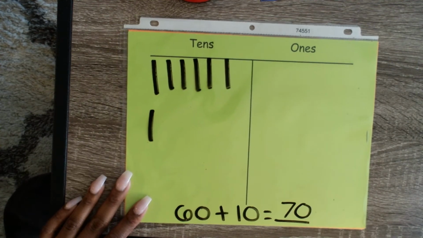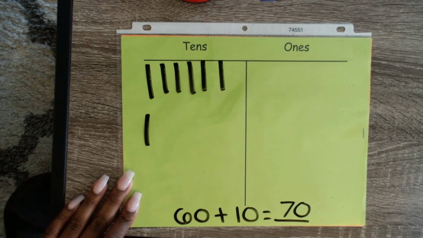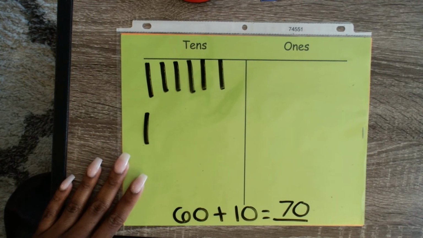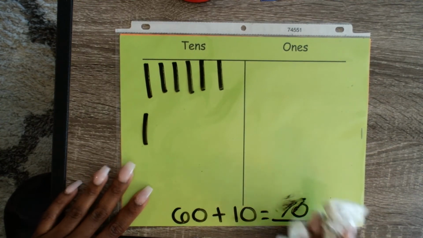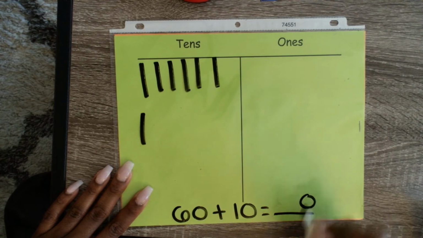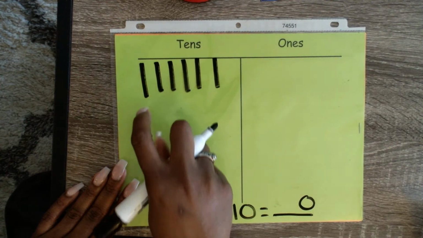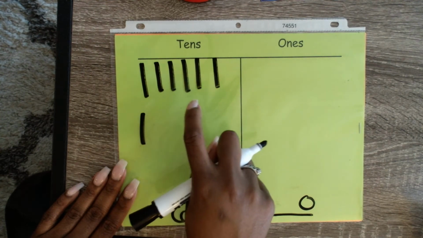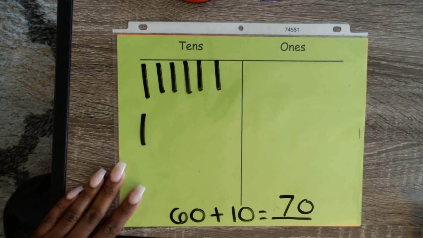70. Very good, guys. Now, here's another way. If your child is struggling with counting by tens, you can always bring over that 0, because we're not doing anything to the ones place, and they can just see that they have 1, 2, 3, 4, 5, 6, 7 tens. So that made the number 70.